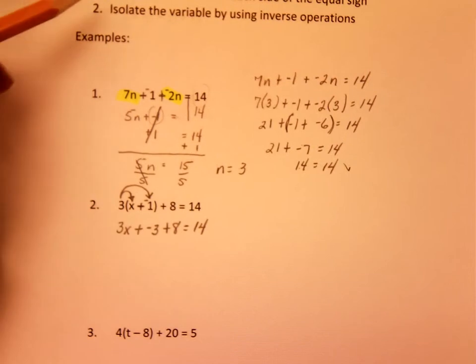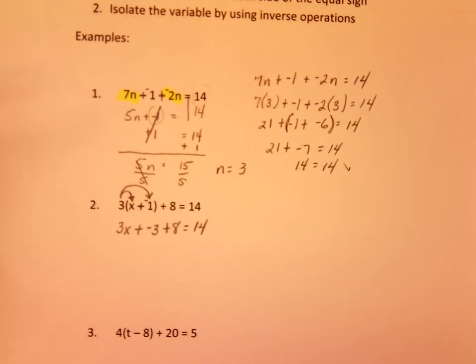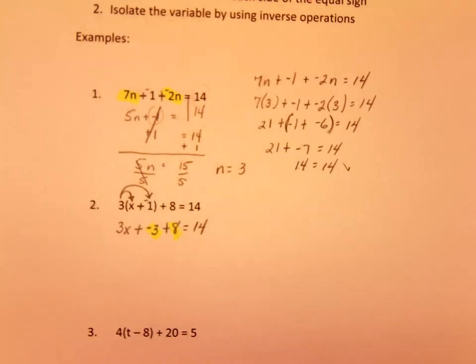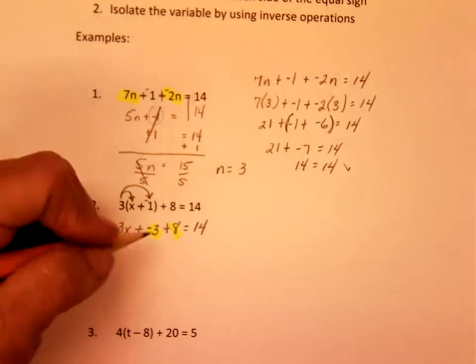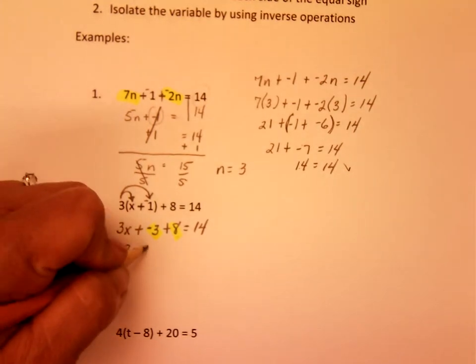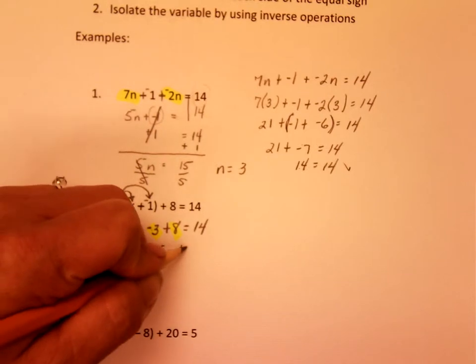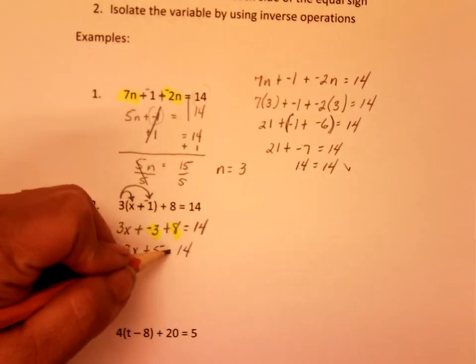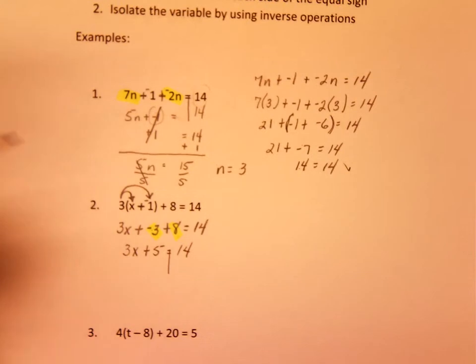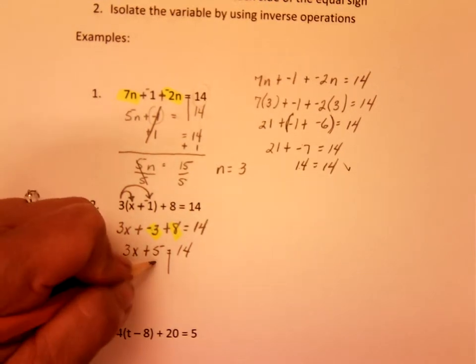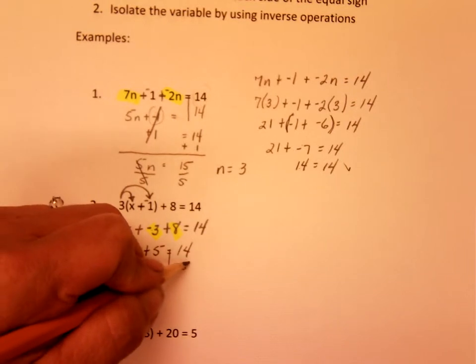Okay, second step was combining like terms. Is there anything you can combine? Yes, there is. You have a -3 and you have an 8. You can combine those like terms. So you're left with 3x plus 5 is equal to 14. You want to get rid of the 5 because it's not next to the variable, but it's on the same side as the variable. So you're going to subtract 5 on both sides.